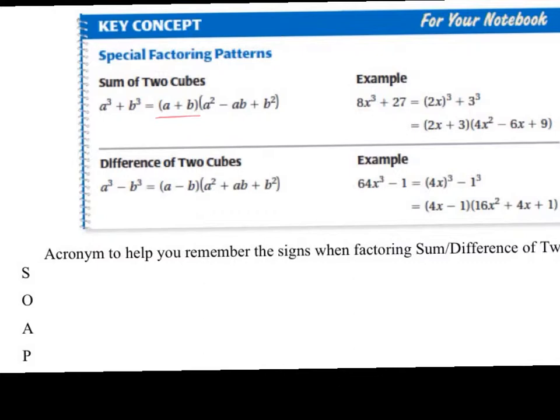So like here, 8x cubed plus 27. 8 is a perfect cube, 27 is a perfect cube. What are the cube roots of those values? Well, the cube root of 8x cubed is 2x, cube root of 27 is 3. So 2x and 3, 2x squared, 3 squared, 2x times 3. Multiply them together. The difference of two cubes is the same way.